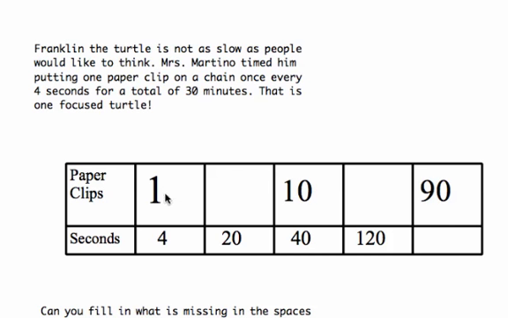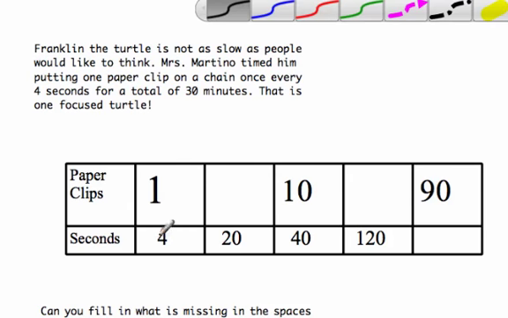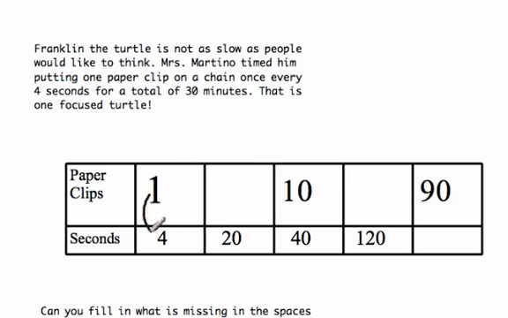Anyway, the unit rate here is every 4 seconds you get one paperclip. So you could think of this as like a chart. If the chart goes across, the rule is going down. So to get from paperclips to seconds, the rule is to multiply by 4. So what number times 4 equals 20? This number right here would be 5. You can see 10 times 4 is 40.